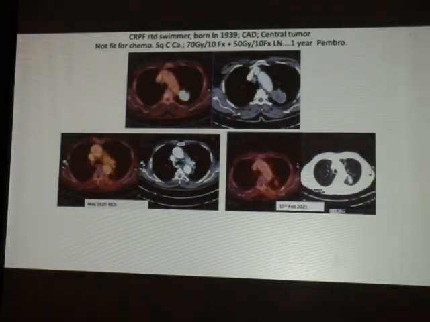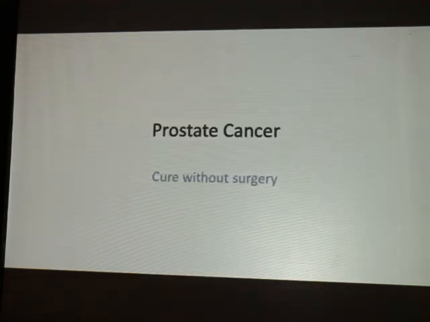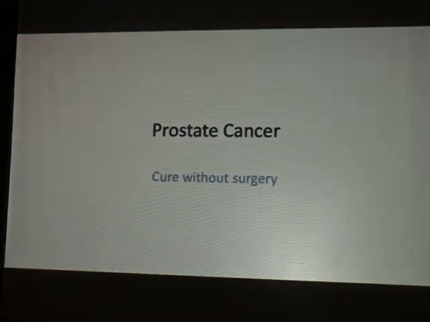And this is still now 4 years, the patient is doing totally fine. Now he has a raised PSA. You can see this is August and this last one the patient came. So 4 years follow-up, a stage 3 patient treated only with radiosurgery, to the primary tumor and to the basal lymph node, and doing asymptomatic. Now coming to the second important topic, which is prostate cancer.